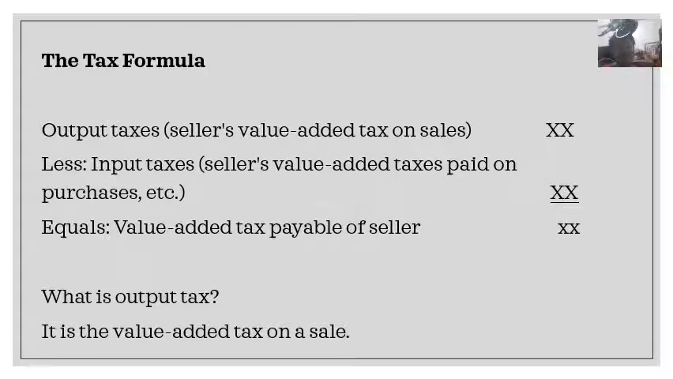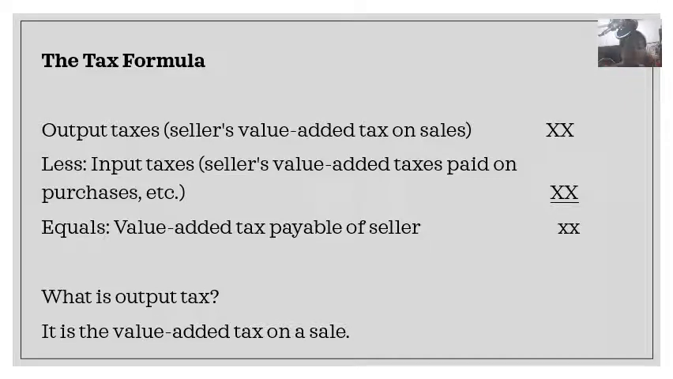So let's discuss yung formula, value added tax formula. So ito yung formula natin. Output tax less input tax equals VAT payable ng seller. So yung VAT payable na yan, it will be remitted sa BIR monthly.